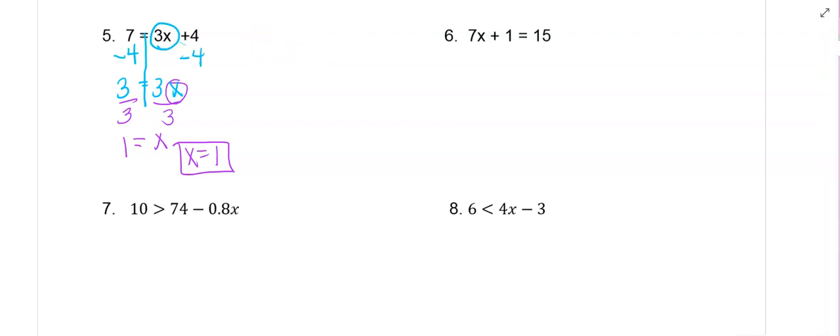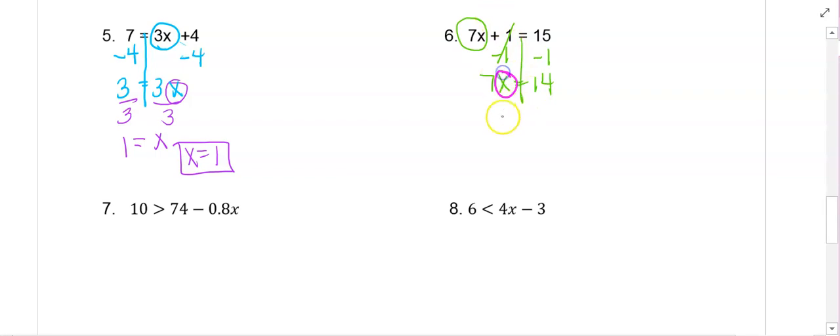Okay, so now we're going to come over to number 6. Number 6 is just another basic example. What do I want to get by itself? The 7x. What do I want to get rid of? The plus 1. How do I get rid of plus 1? Minus 1. And what I do to one side, I must do to the other. So I have 7x equals 14. Now, what do I want to get by itself? The x. What do I need to get rid of? The times 7. How do I get rid of it? What's the opposite of times? Divide by 7. What you do to one side, you must do to the other. So x equals 2.